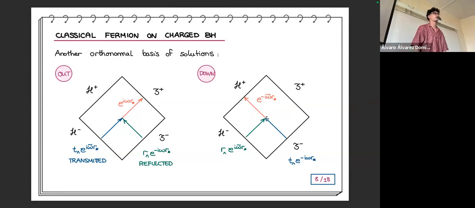Okay, and you can do the same with H plus and H minus, and you will find that you do not have omega, but you have omega tilde because of the scattering. Okay. Any other question or whatever?